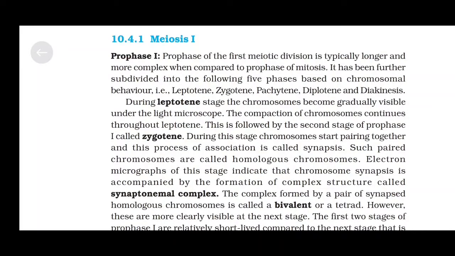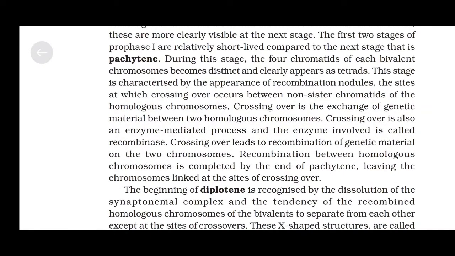This is followed by the second stage of prophase 1 called zygotene. During this stage, chromosomes start pairing together and this process of association is called synapsis. Such paired chromosomes are called homologous chromosomes. Electron micrographs of this stage indicate that chromosome synapsis is accompanied by the formation of a complex structure called the synaptonemal complex. The complex formed by a pair of synapsed homologous chromosomes is called a bivalent or a tetrad. However, these are more clearly visible at the next stage.